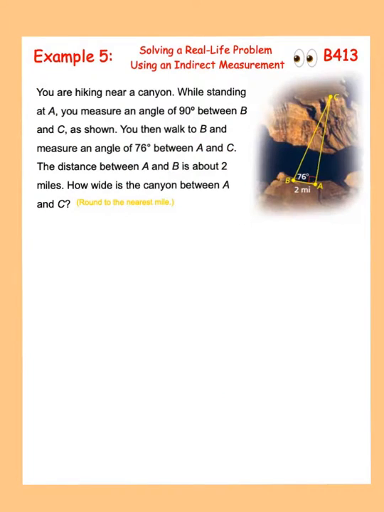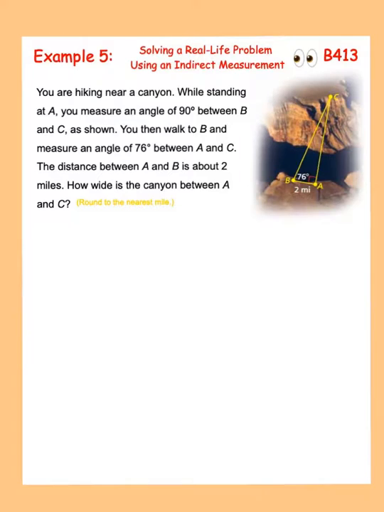Now let us look at some application problems. For example, example 5. You are hiking near a canyon. While standing at point A, you measure an angle of 90 degrees between B and C as shown in the diagram. You then walk to B and measure an angle of 76 degrees between A and C. The distance between A and B is about 2 miles. How wide is the canyon between A and C? And round your answer to the nearest mile.